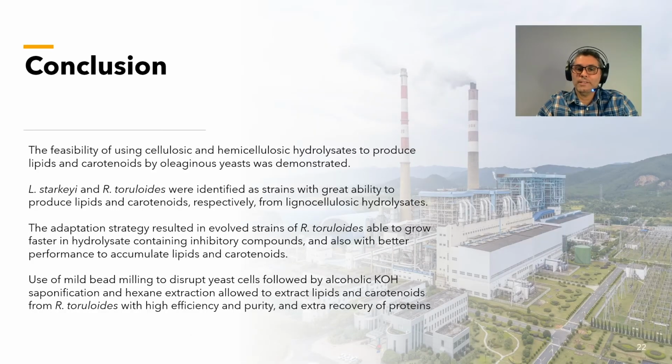We can conclude that it is possible to use cellulosic and hemicellulosic hydrolysates to produce lipids and carotenoids by oleaginous yeast. Among these yeasts, we found that Rhodosporidium toruloides was the best candidate since it can produce both lipids and carotenoids. The adaptive laboratory evolution in hydrolysate-based medium was an effective strategy to obtain strains with improved ability to grow in medium containing biomass-derived inhibitory compounds. The process reported in this study allowed us to extract lipids and carotenoids from oleaginous yeast with high efficiency and purity.